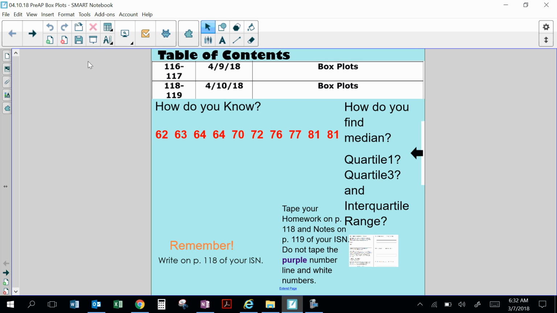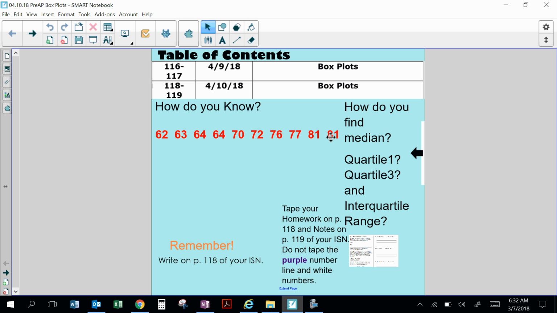Welcome. This lesson is over box plots. So let's go over what we remember from measures of spread. We are given some numbers. I believe they are in sequential order: 62, 63, 64, 64, 70, 72, 76, 77, 81, 81.